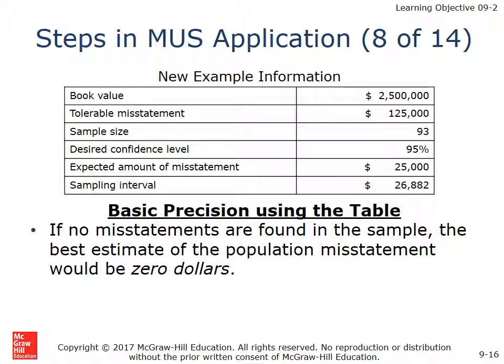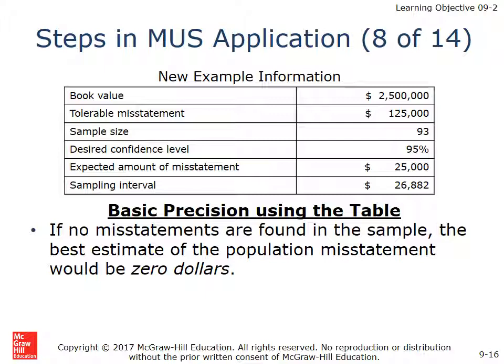So let's take a look at an example here. Your book value of this particular item is $2,500,000, accounts receivable. Your tolerable misstatement has been determined to be $125,000. You have a sample size of 93. Your confidence level is at 95%, so you want a desired confidence level of 95%. Your expected amount of misstatement is 25,000. Your sampling interval is 26,882.